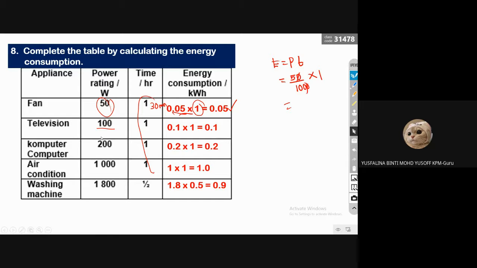And then the computer, the power is 200 watt. Change it to kilowatt by dividing with 1000. You get 0.2. Then times 1, you get 0.2. And the air conditioner, this one is 1000, so you need to divide it with 1000. You will get 1. The time is 1 hour also. So the result is 1.0 kilowatt-hour. And also the washing machine, 1800 divided by 1000, so you will get 1.8.